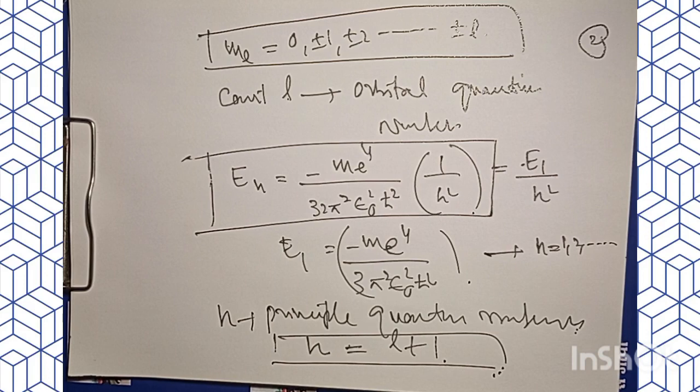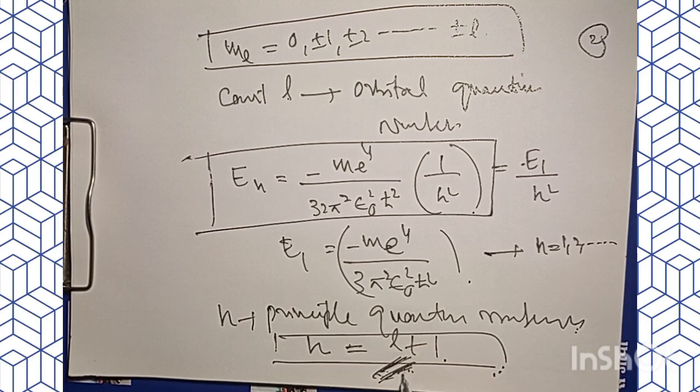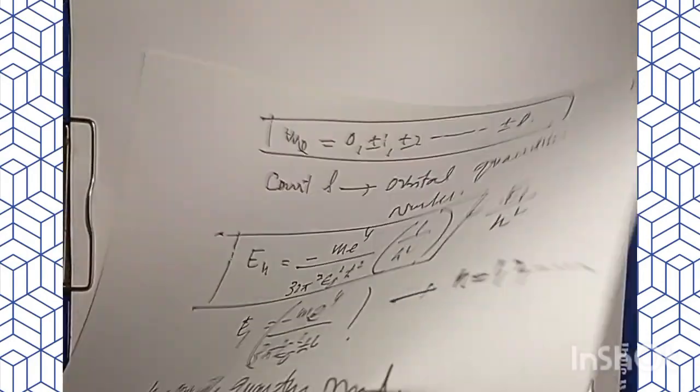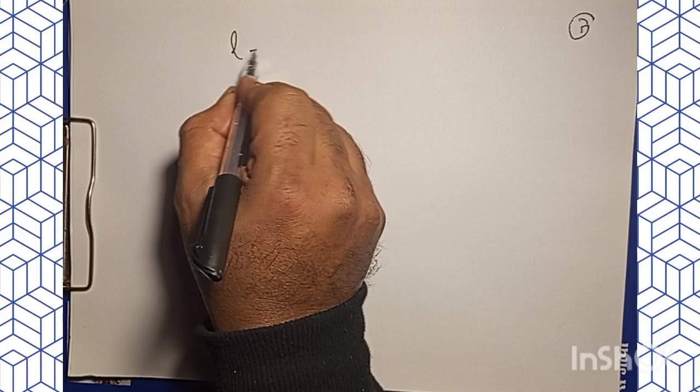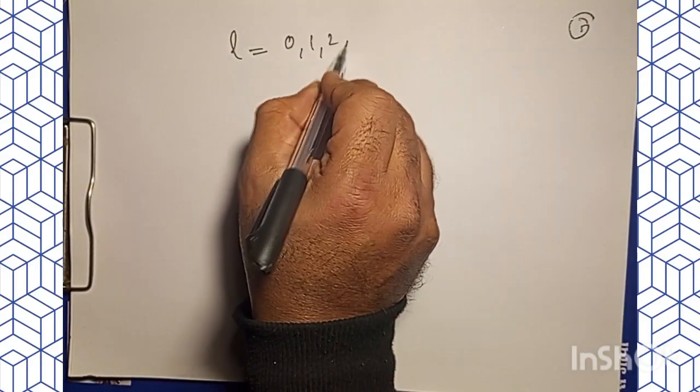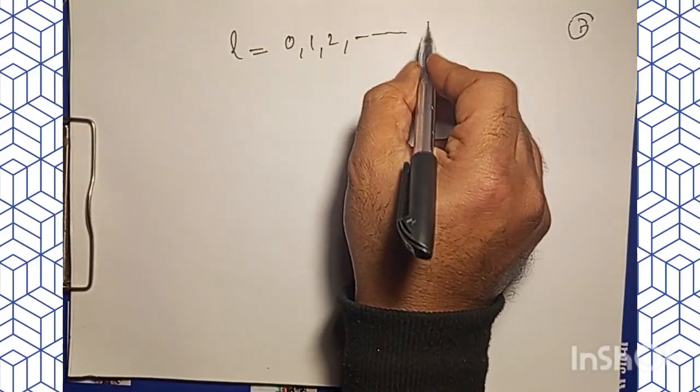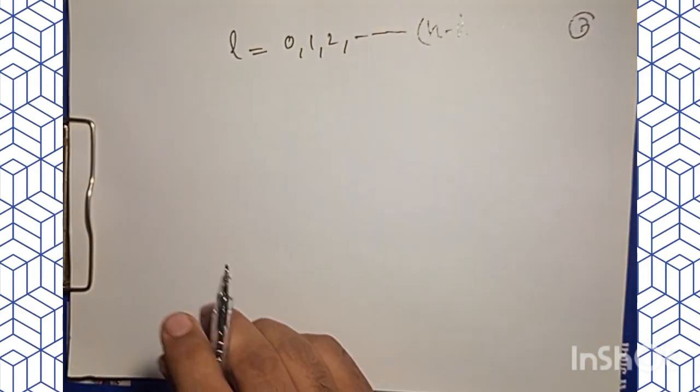So this requirement may be expressed as a condition on the orbital angular momentum. So your orbital quantum number has a restriction. How can we write down that restriction? We can say that this l can have the values 0, 1, 2, and so on and so forth, up to n minus 1.